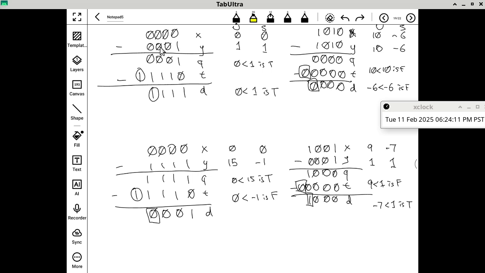We look at the first case here. X is non-negative, y is non-negative, and the difference is negative. Can that happen? You are subtracting a non-negative value from another non-negative value, and the difference turns out to be negative. Can it happen? If it can happen, we go like, okay, fine, no overflow in this case.